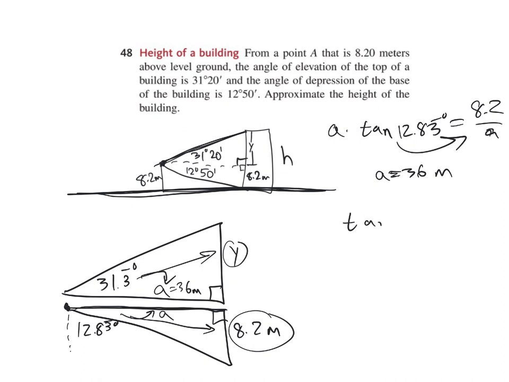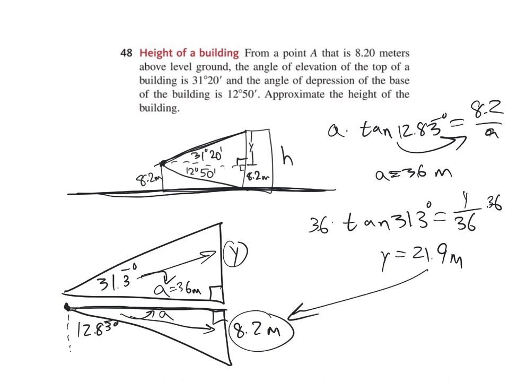And that's going to be the tangent of 31.3 degrees equals the opposite leg over 36. Multiply by 36, and we have our answer. So tangent of 31.3 degrees, 0.6080, times 36, and that's going to give us our y value of 21.9 meters. Add that to our 8.2, and we get 30 meters is your height. That's your height of the building.